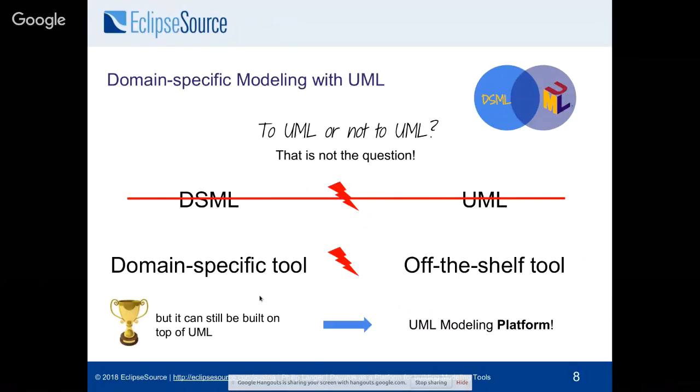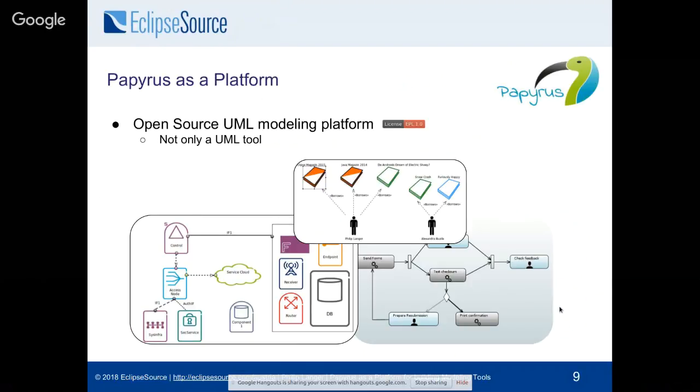But also, if we build a domain-specific modeling tool, that doesn't mean that we can't still build on top of UML and reuse those parts of UML that we actually would like to reuse, as long as we have a UML modeling platform and not an off-the-shelf UML modeling tool. And that's exactly what Papyrus is.